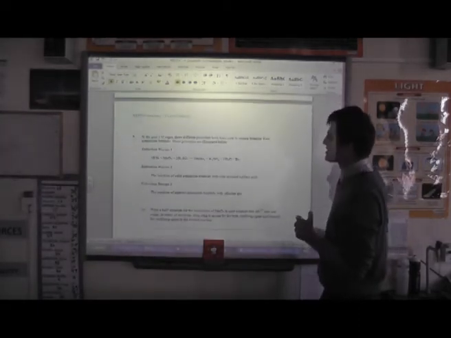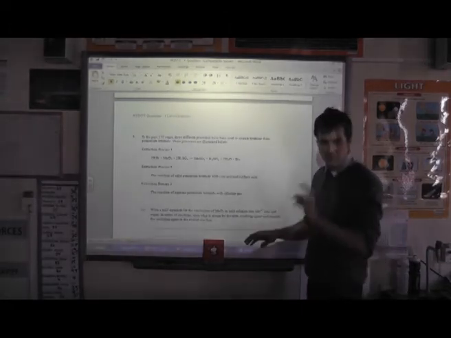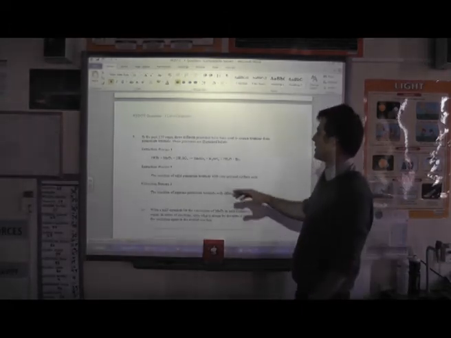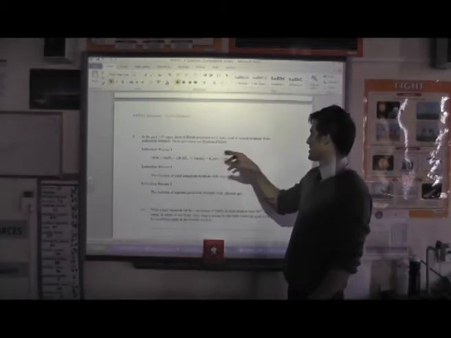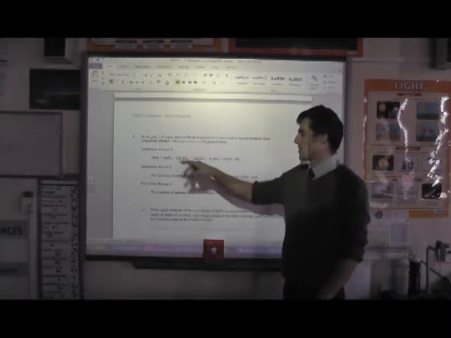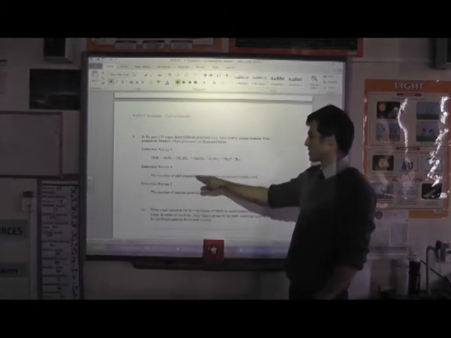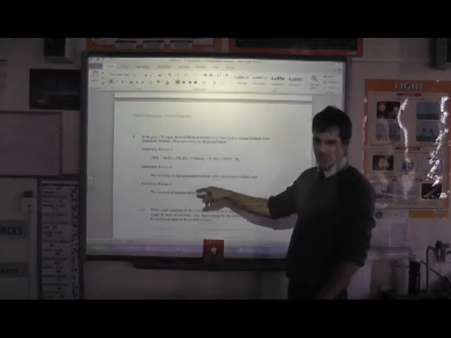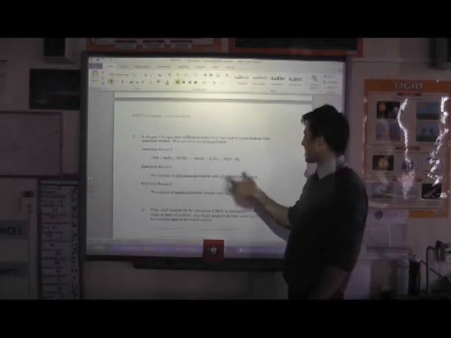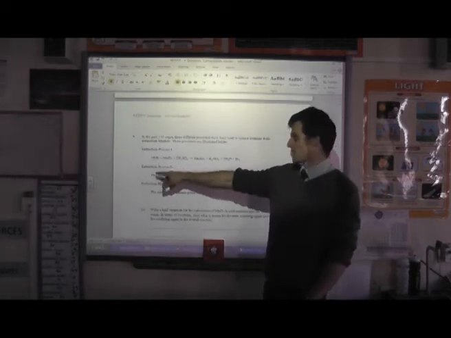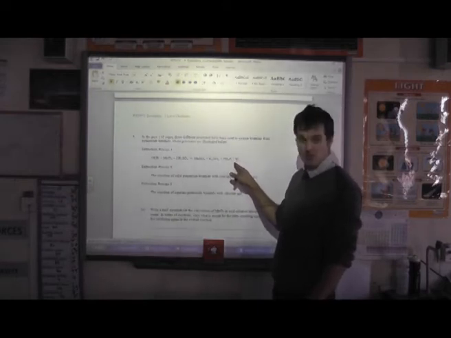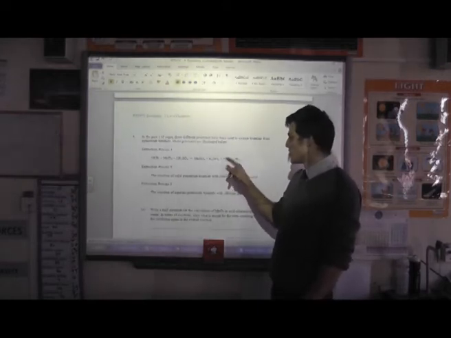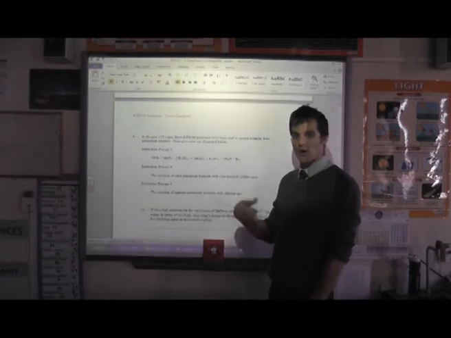Question 3 here. I'm just going to introduce it to you. I'm not going to do any of it, I'm just going to introduce it and let you know what they're looking for. Okay, so here we are. 3 different processes have been used to extract bromine from potassium bromide. Every one of these equations, they're going to ask you to make up these equations later. Every one of them is going to have potassium bromide, KBr, on the left-hand side, and it's going to make Br2 somehow. So you need to make up your equations from that.